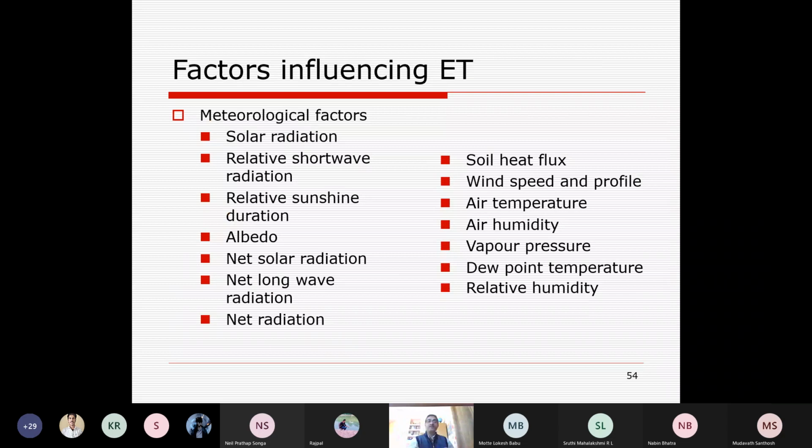Factors influencing evapotranspiration: meteorological factors like solar radiation, relative shortwave radiation, sunshine duration, albedo, net solar radiation, long wave radiation, soil heat flux, meaning parameters which are given in the FAO 56 Penman-Monteith equation at least. Then air temperature, humidity, vapor pressure, dew point, relative humidity. Those are affecting the atmospheric moisture content. So these are the factors related to meteorology which are influencing evapotranspiration.